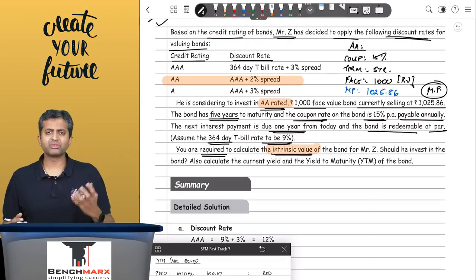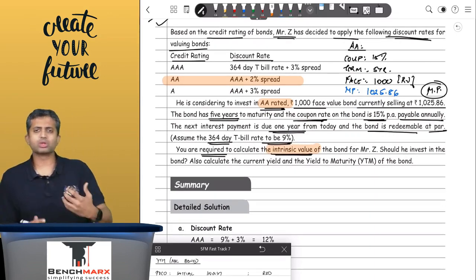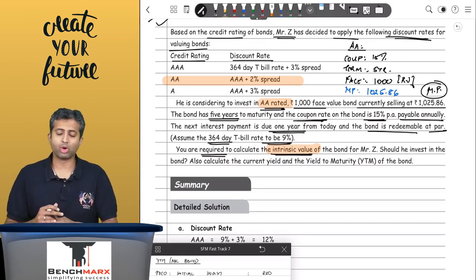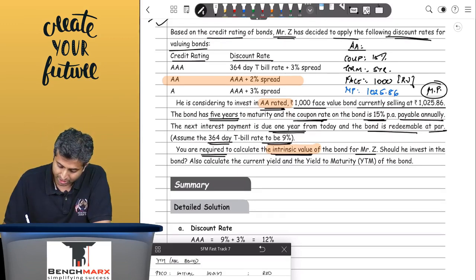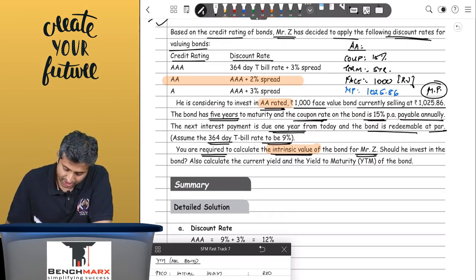Sir, what do you mean by intrinsic value of the bond? The value of the bond based on its future cash flows. This is the value of the bond considering the present value of all the future interest payments. Intrinsic value of the bond for Mr. X. Should he invest in the bond? Also calculate the current yield and the yield to maturity of the bond.